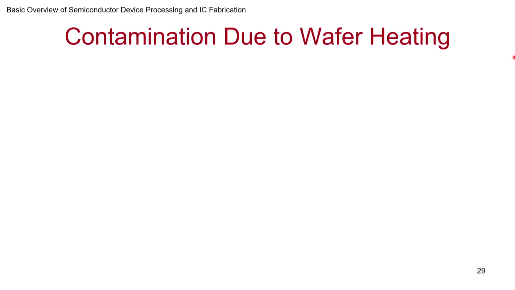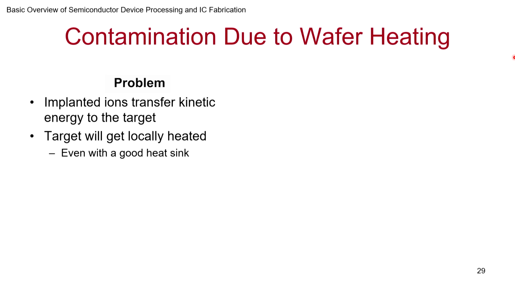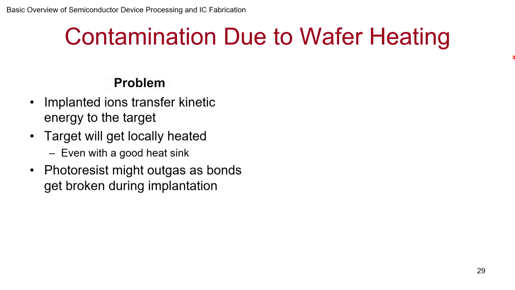So then let's look at the contamination due to wafer heating. Implanted ions transfer kinetic energy to the target, and the target that way gets heated locally. Maybe there is a good heat sink, but locally at the point where it is hitting, some energy is being dissipated. So that ends up heating up that region locally. Photoresist, for example, may have bonds breaking up because of the impact, or when heated, it may outgas, and that causes contamination.